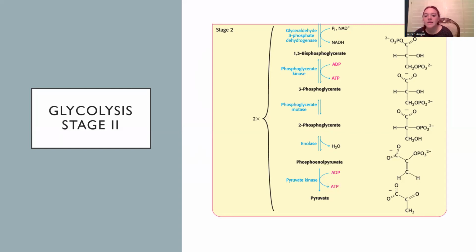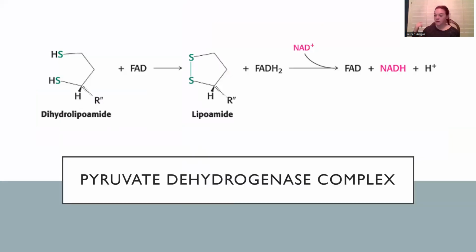Then the last thing with glycolysis, another ATP molecule is generated between phosphoenolpyruvate and pyruvate using the enzyme pyruvate kinase. It'll turn that ADP molecule into ATP. All right, moving on to the next complex.